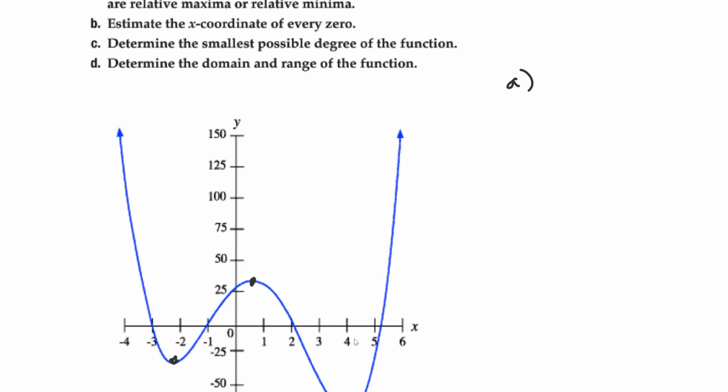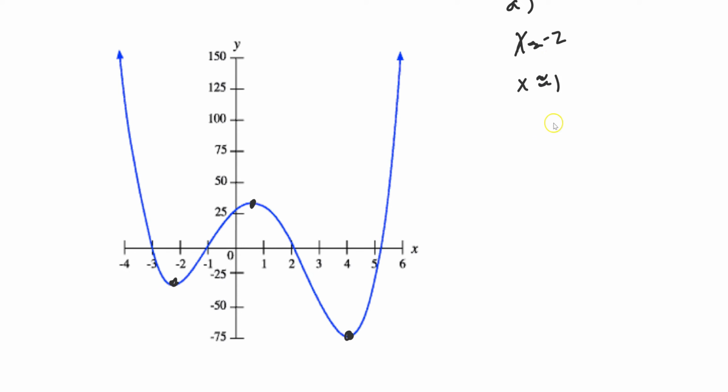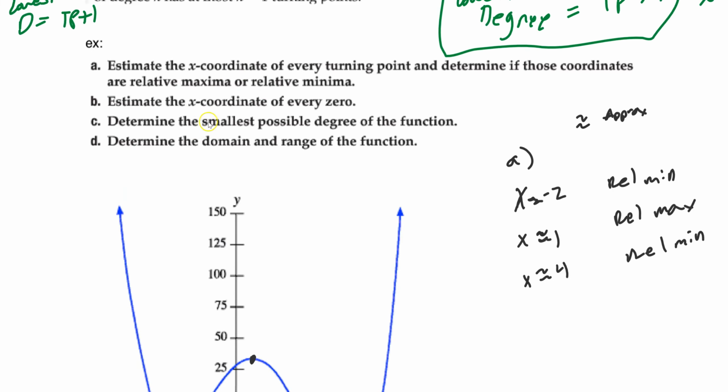Again, they said estimate the x value. So let's say x equals about -2. It's an x, not a lambda. X equals about 1. Oh, if you've never seen the symbol before, that means approximately. So when we're estimating, you always want to use that. And x equals, looks like, approximately 4. Now they want to know if it's relative min or max. Well, that's a relative min. That's a relative max. And a relative min. So that's that part.